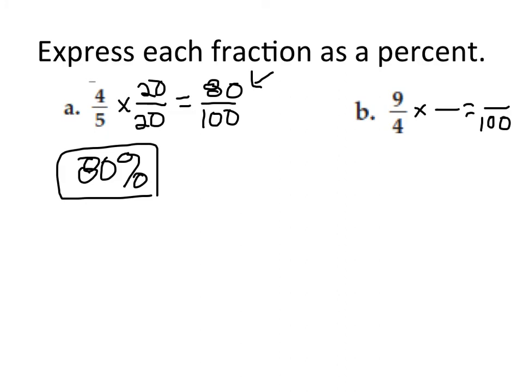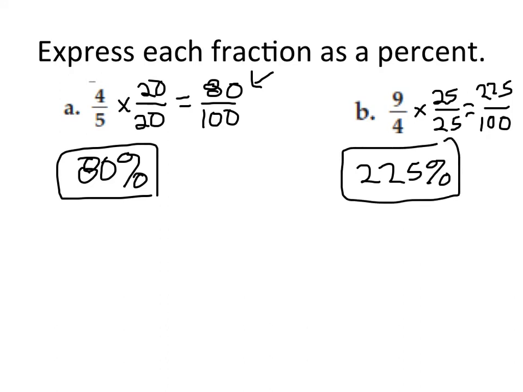Let's try that again with this improper fraction. What can I multiply 4 by to get to 100? And that's 25. To keep things balanced, whatever I do on the bottom, I do on the top, and I get 225. Now, since percents are based on 100, I just take the numerator, 225, and add a percent sign. And that is my answer.